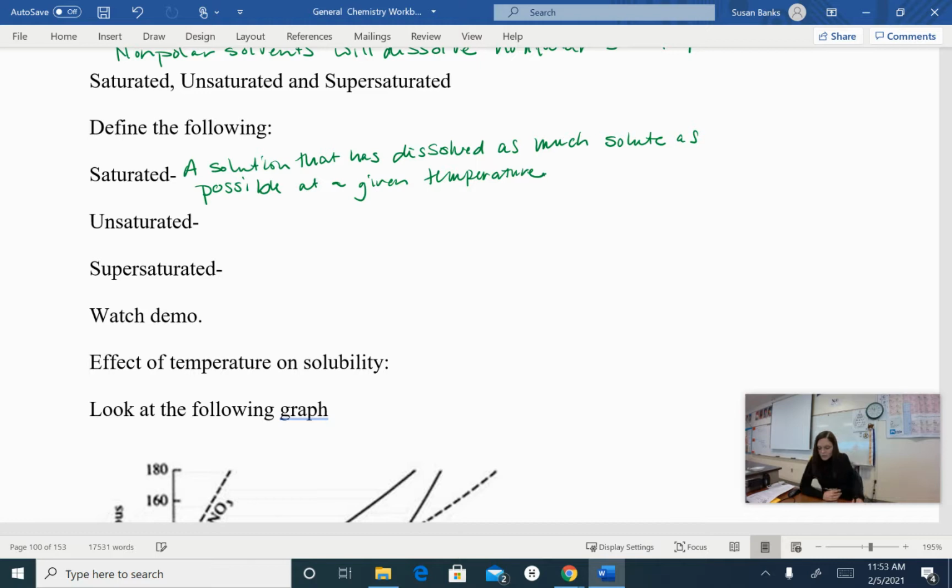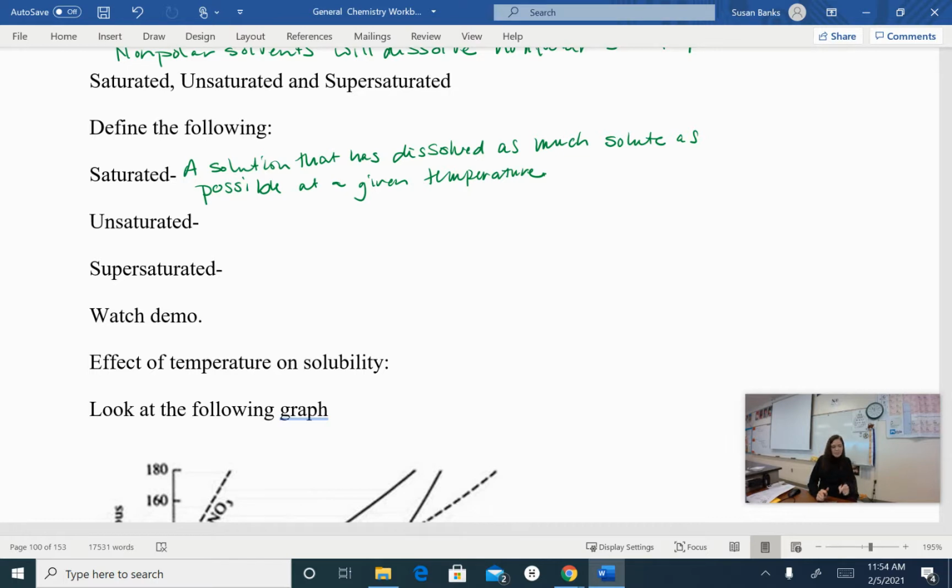Okay, so for example, if I put a teaspoon of sugar in water and stirred it up, I would expect that to dissolve. But if I kept doing that, I would eventually get to a point where I cannot dissolve any more sugar. If I put in yet another teaspoon after I've reached the maximum that it would dissolve, that last teaspoon wouldn't dissolve. I'd still have sugar on the bottom. So a saturated solution has dissolved all it can at that temperature that you have the solution at.